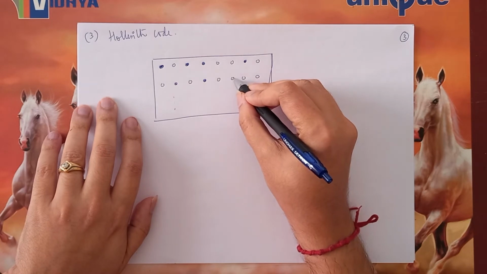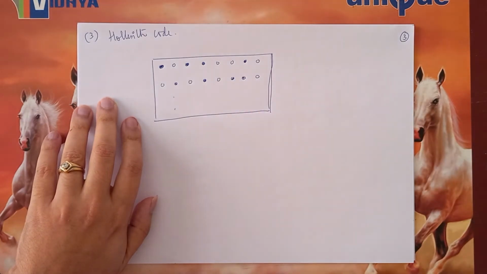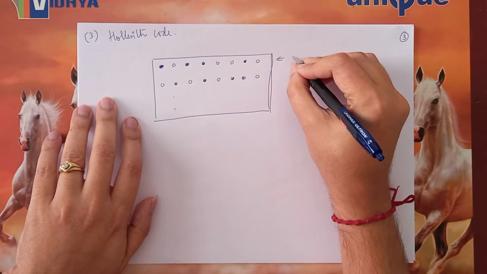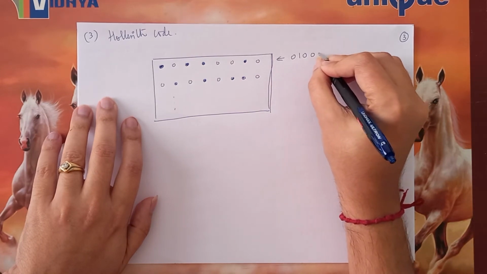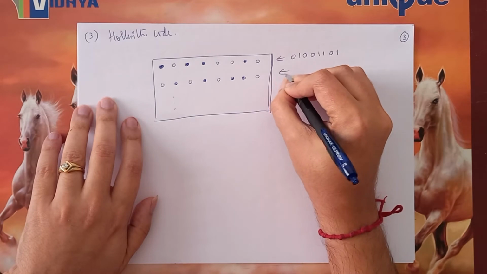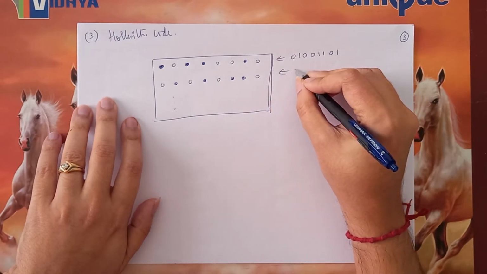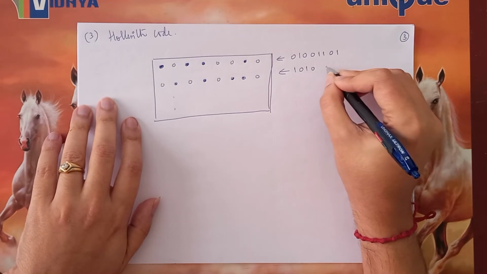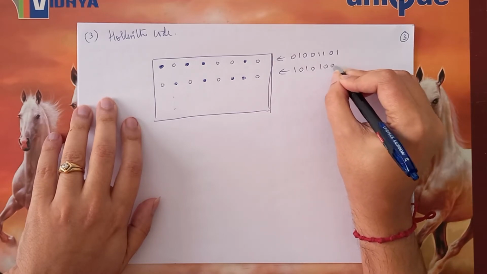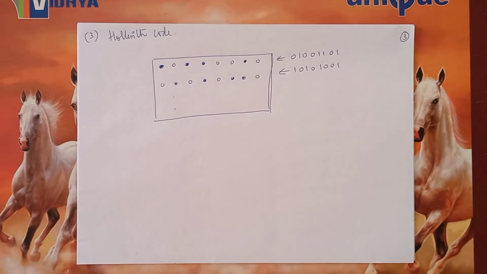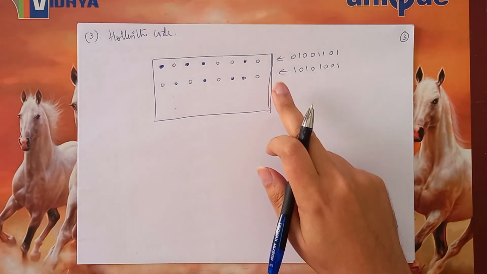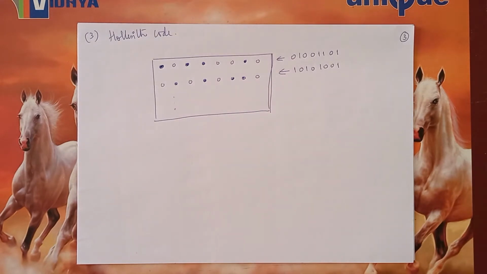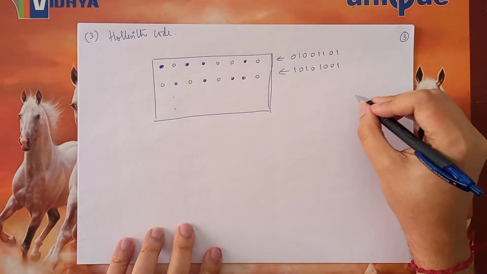Second row, let us say it is 1010 and 1001. So this first row code is 01001101 and the second row code is 10101001. So let us say one row corresponds to your name, one row corresponds to your employee number, just as an example. So each employee would have to use this card, and there was a very special name for this card. This was called a punch card.